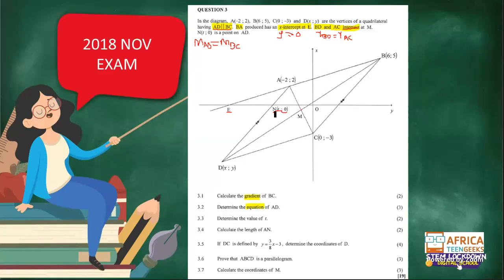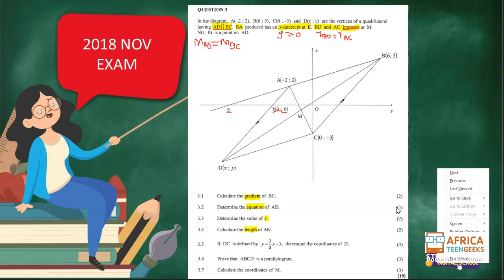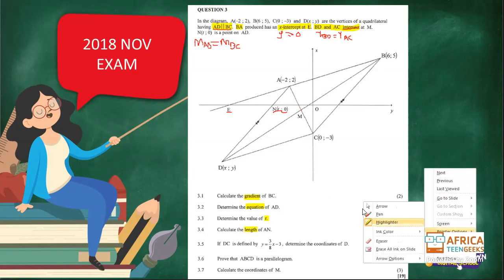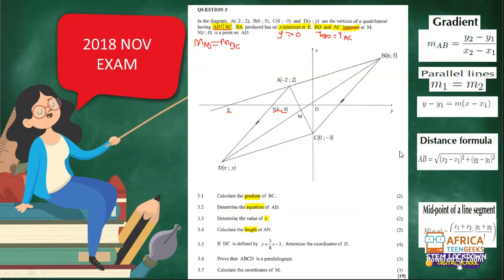And they want us to determine a missing point and a length. So it means we're going to use the previous equations. Remember the equations we used in the last problem. So we're still going to use the same equations.